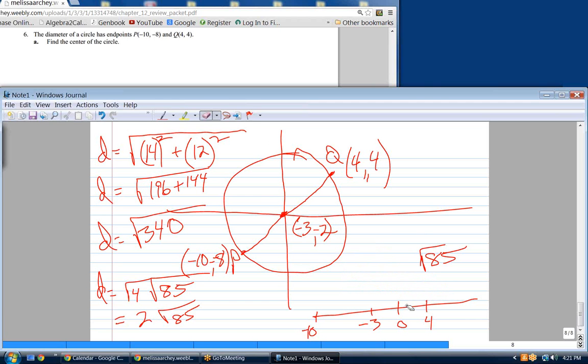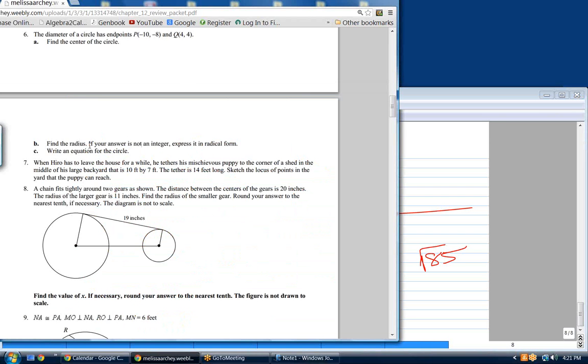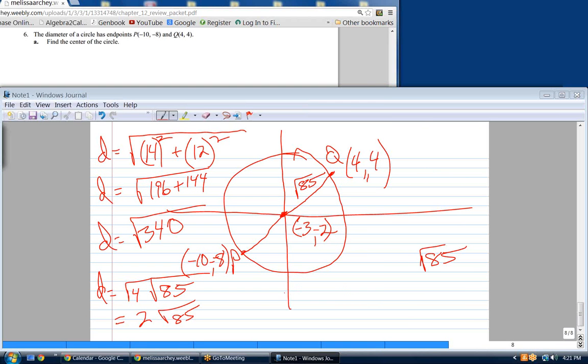So if I do the same thing with the y-coordinates and I add -8 to 4, I get -4, divided by 2, I get -2. So there's the coordinates for the center of the circle. We've figured out the radius is root 85. They wanted the radius. If your answer is not an integer, express it in radical form, which we have. Root 85 is not divisible by 4. It's not divisible by 9. It's not divisible by 16, 25, 49. It's in simplest radical form.